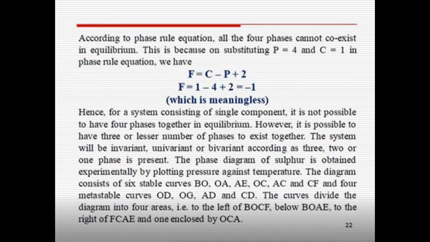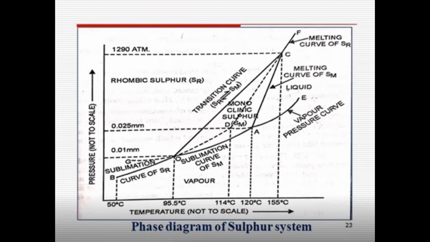The phase diagram of sulfur is obtained experimentally by plotting pressure against temperature, and the diagram consists of 6 stable curves as shown in the next slide. Curves BO, OA, AE, OC, AC and CF, and 4 metastable curves OD, OG, AD and CD. The curves divide the diagram into 4 areas. Look in the diagram here.